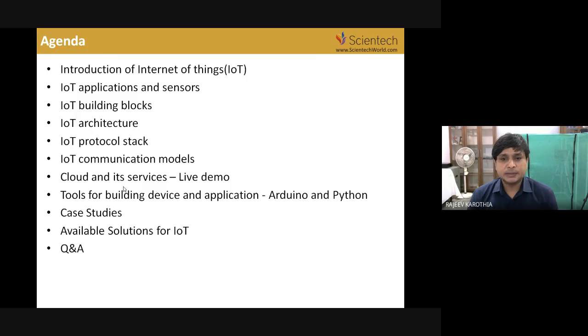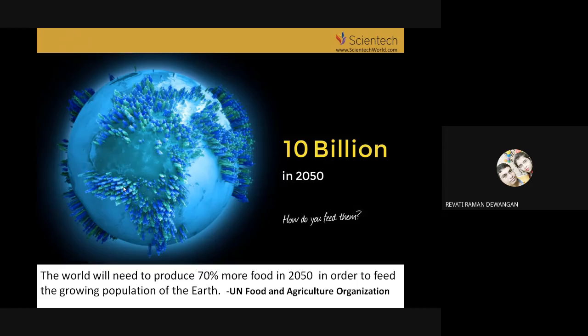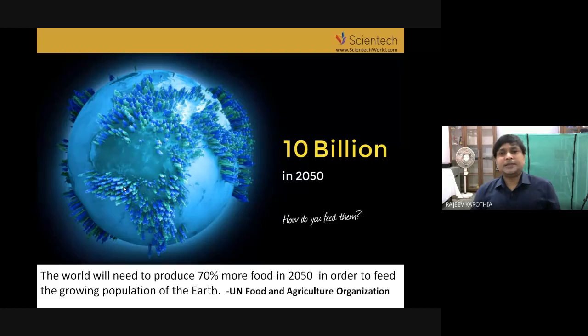Then we'll discuss some building blocks or devices and application tools like Arduino and Python. Then some of the case studies which we have deployed in the real field by using this IoT technology. We'll discuss a few available solutions which we can use to learn and explore IoT and artificial intelligence also. So that we will discuss today. And then we will have a question and answer round for whatever discussion we are going to have. So let's start with this.